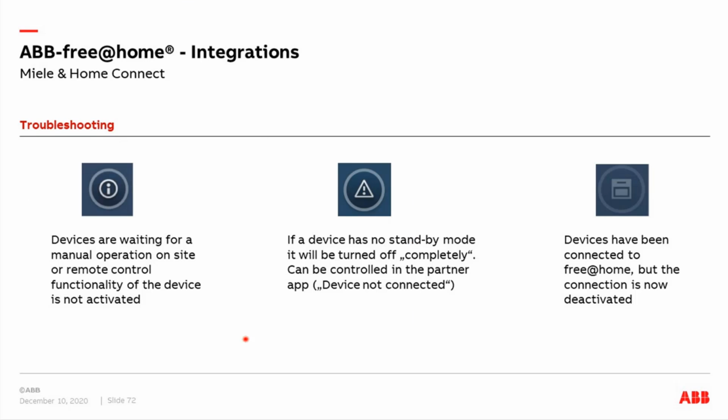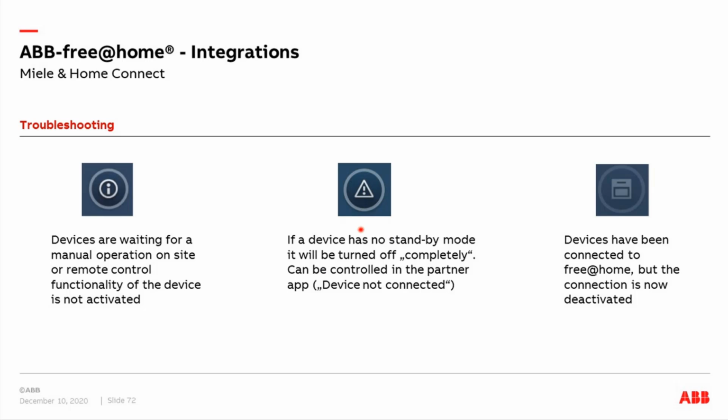Last point, troubleshooting. If you have some problems with the Miele and BSH devices, what could be the reason? We have more or less 3 different error states. First of all, the small information icon here. This always means that manual operation on site at the device is needed. For example, if a door is still open, you could see this information icon, which means you have to go to your freezer or whatever and close the door.